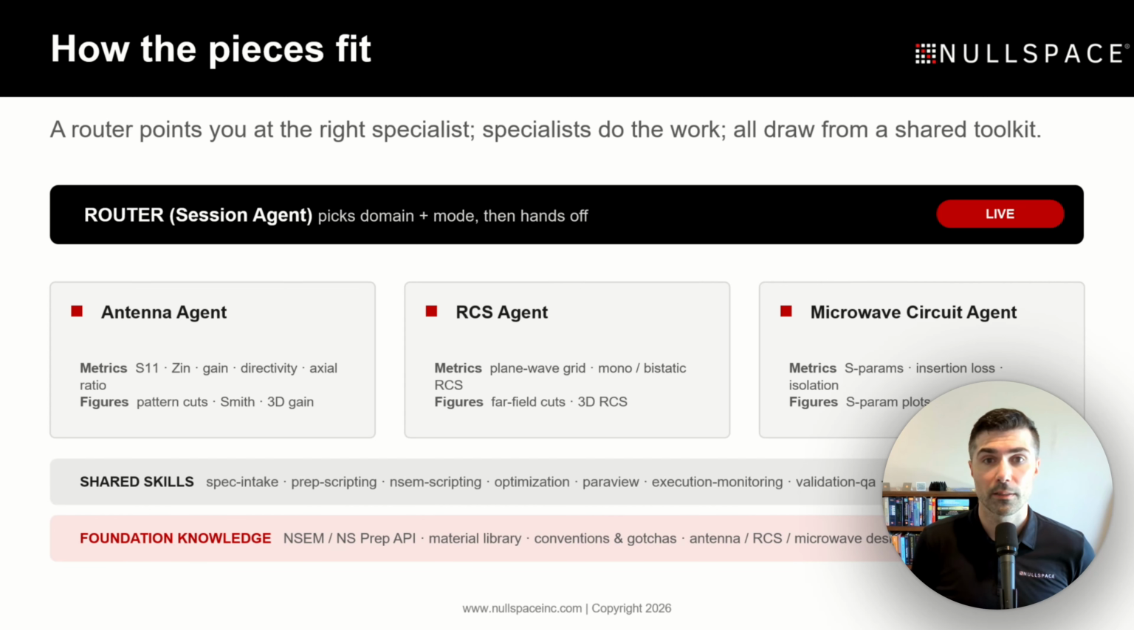Underneath the agent sits a shared library of skills, plus a foundation of domain knowledge. The specialist picks up whatever skill it needs and runs the job itself from start to finish. And that's the entire architecture. The session agent points to the right specialists, the specialists then do the work, and finally there's a shared toolkit that they can all draw from. Everything you'll watch in the later video episodes is some path through that same framework.